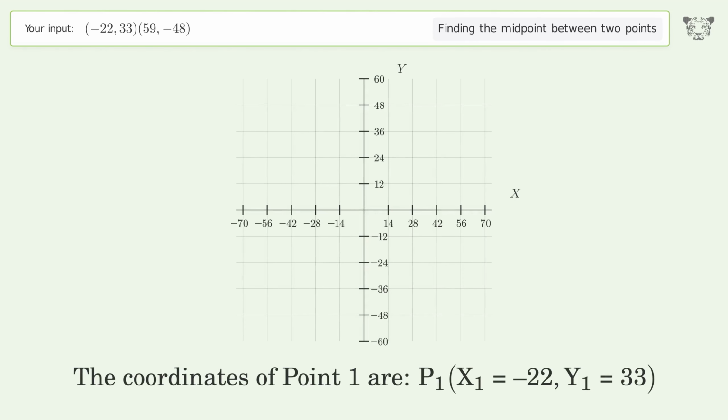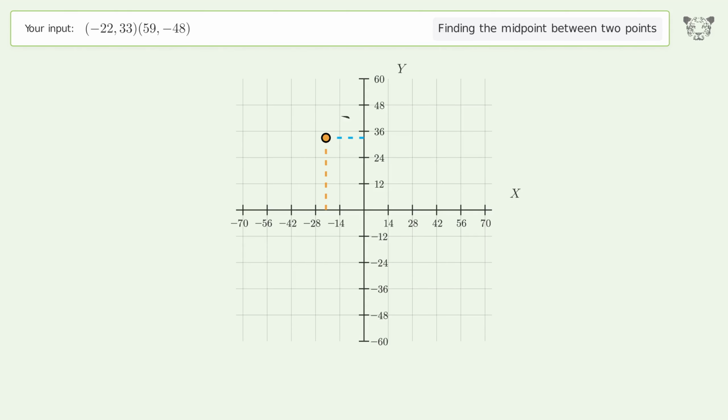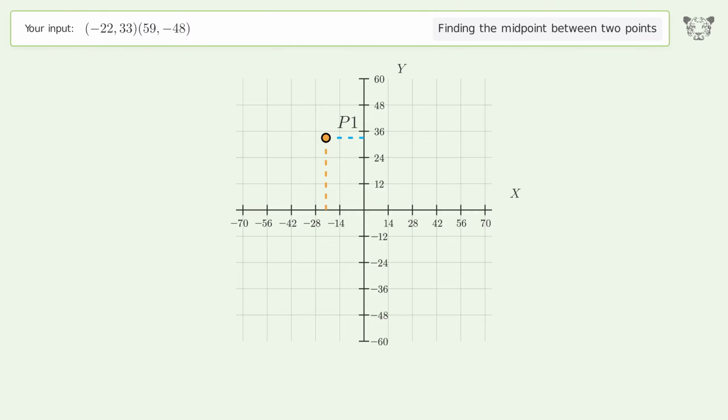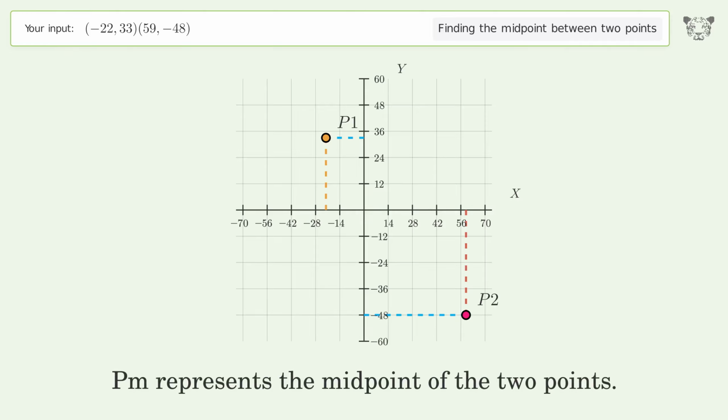The coordinates of point 1 are, x1 equals negative 22, y1 equals 33. The coordinates of point 2 are, x2 equals 59, y2 equals negative 48. PM represents the midpoint of the 2 points.